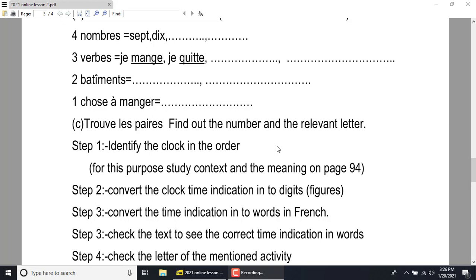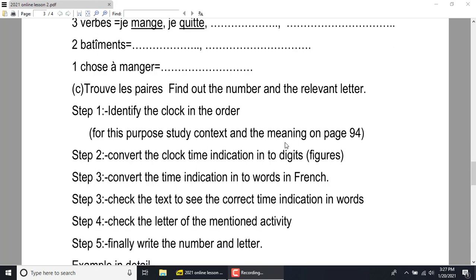So to do this quickly, there is a little method we have to use to make it easy. This is the way. First of all, you have to identify the clock in the order. Second step is convert the clock time indication into digits. In figures you convert that. Third is check the text to see the correct time indication in words.